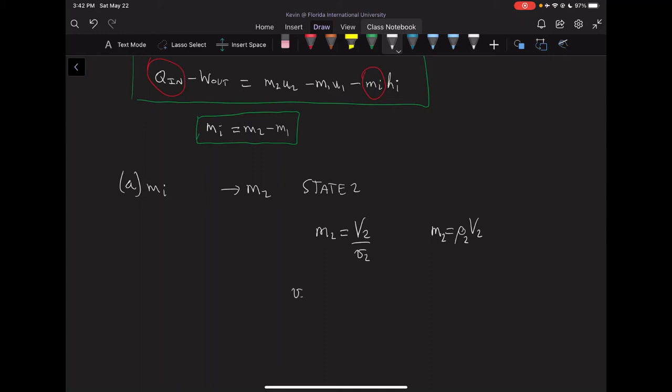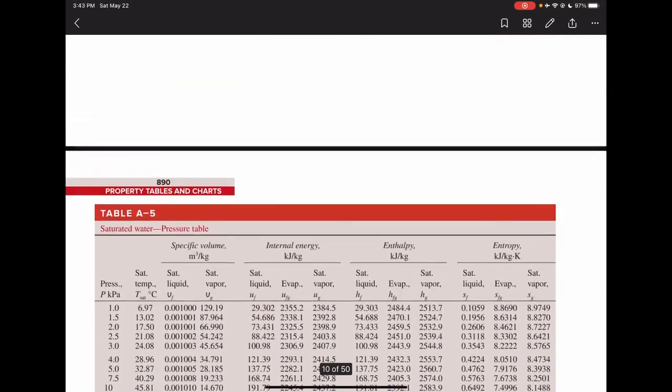So how do we find specific volume 2? We know we have water in our system. So if we have water, we're going to use tables. And in our tables, to find V2, we're given that pressure 2 is equal to 800 kilopascals and temperature 2 is equal to 250 degrees Celsius. So we can say from our tables that V2 is going to be equal to, and I'll go to our tables now just to show you how to do it.